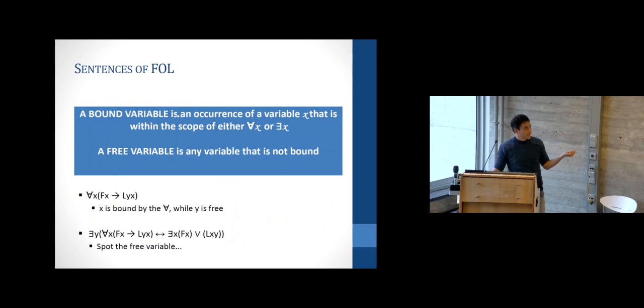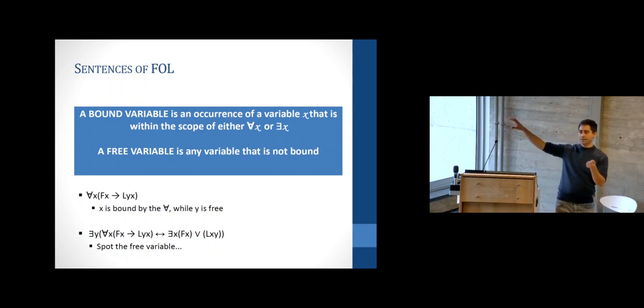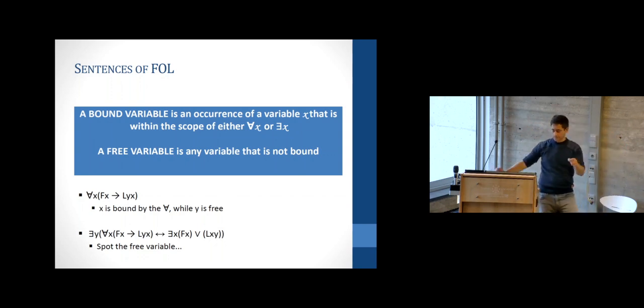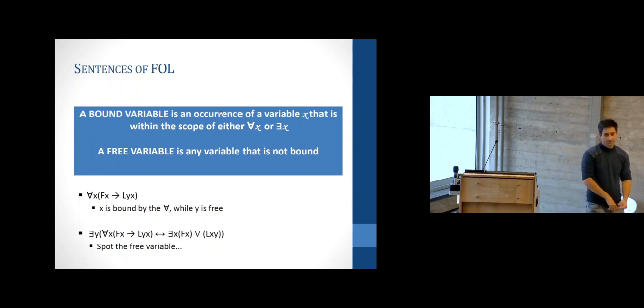Okay, so a bound variable is an occurrence of a variable x that is within the scope of either a universal quantifier or an existential quantifier, and the variable specified by the quantifier actually matches, right? So if it's for all y and you have an x, they don't match. A free variable is a variable that is not bound.